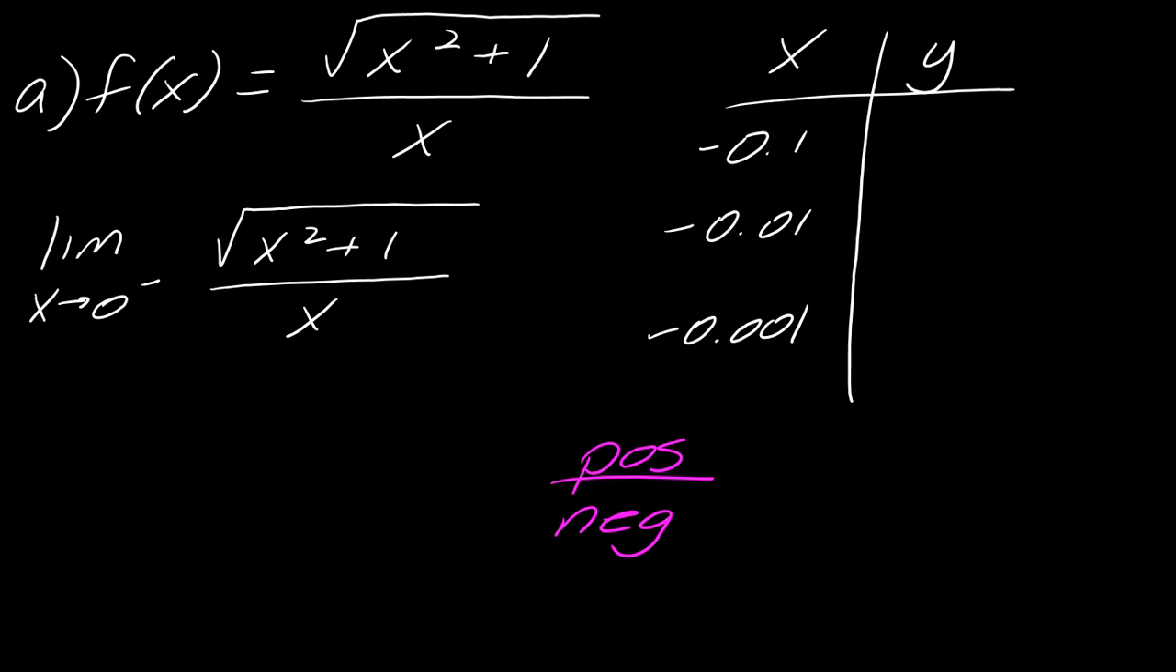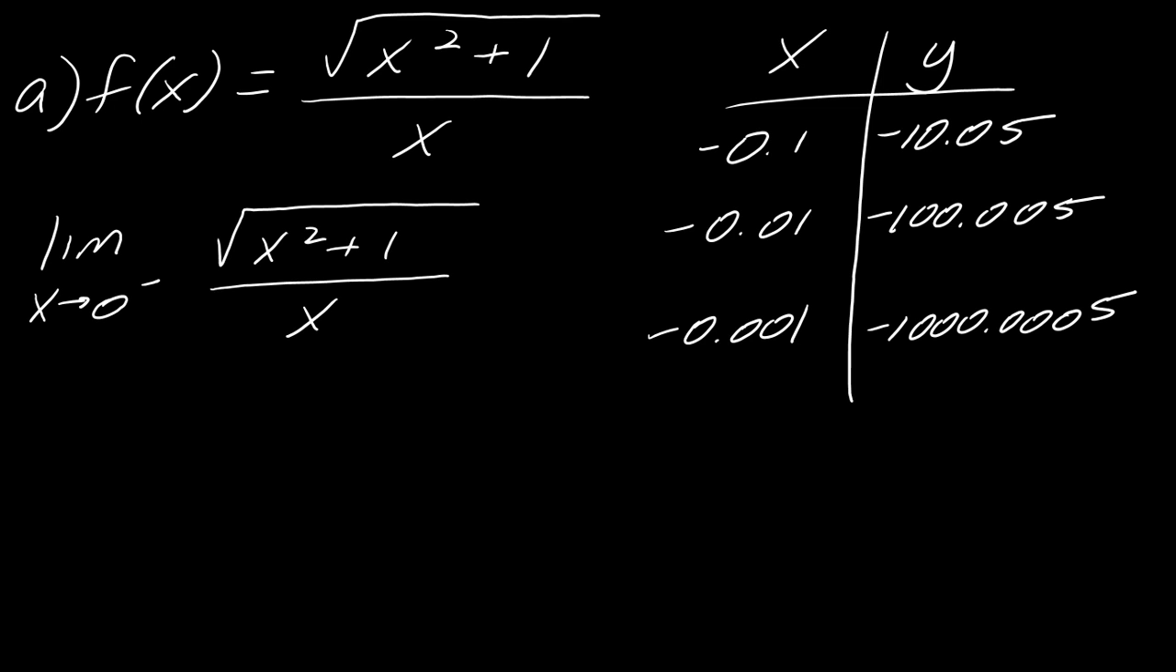But if I'm a completionist, I want to plug in these values here and fill out this table. If I plug in these values, I get these numbers right here. Now I can see that the closer I get to 0, the more negative this is getting. So this is also telling me this is going to negative infinity. Okay, so there is my vertical asymptote. I have a vertical asymptote at x equals 0.